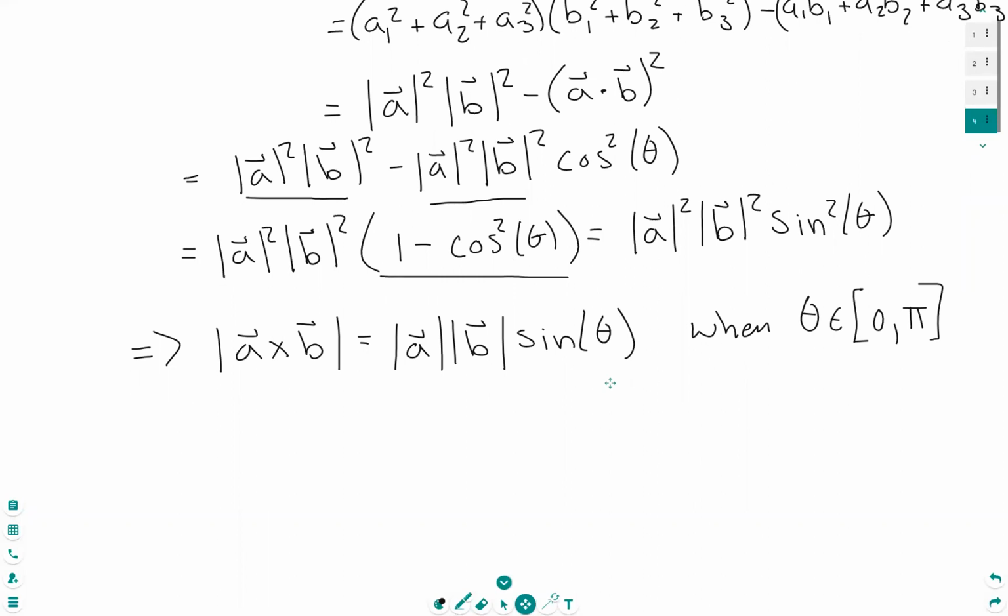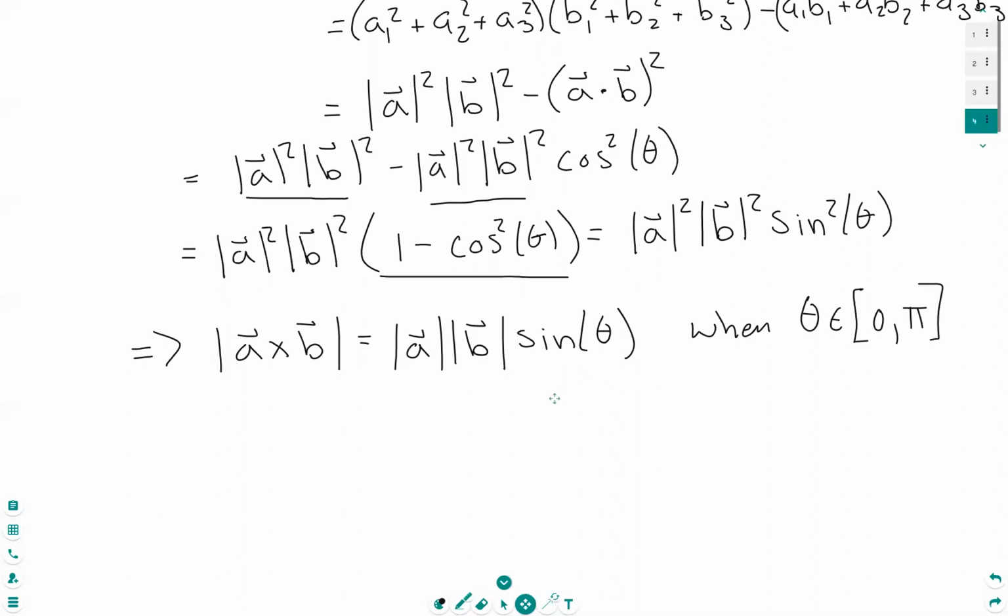So it's not directly the cross product itself. We're looking at the magnitude of the cross product, but it gives us a relationship for what's going on. We know that its direction has to be orthogonal to A and B, and now we have its magnitude here. So we get the direction from this theorem, and now we know that the magnitude of A cross B is related to the magnitudes of A and B, as well as the angle between them.